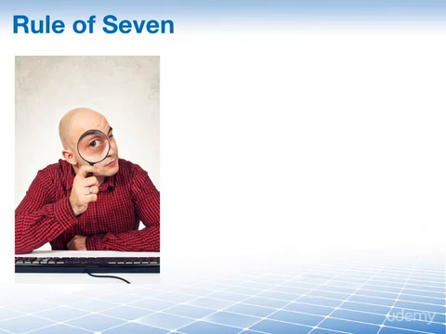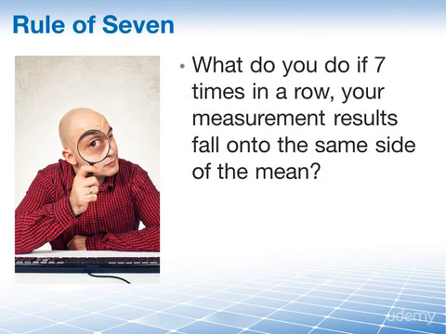And then we have the rule of 7, which goes like this. What do you do if 7 times in a row the result of your measurements falls onto the same side of your mean? For instance, 7 times in a row the pencil is shorter than 10.058 centimeters. What do you do? Well, the answer is you investigate.